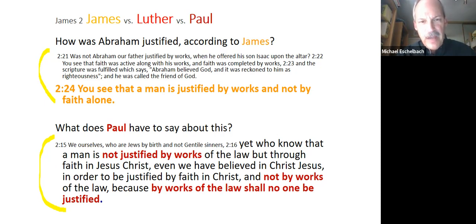Okay, justified by works, you couldn't say it more plainly. Not justified by works, you said it just as plainly. Interestingly enough, Paul wrote this letter to the Galatians in 49 AD. James wrote his letter to everybody, of course, but he wrote it to the Jews in the Jerusalem area, in 50. These two letters were written like a year apart from each other.